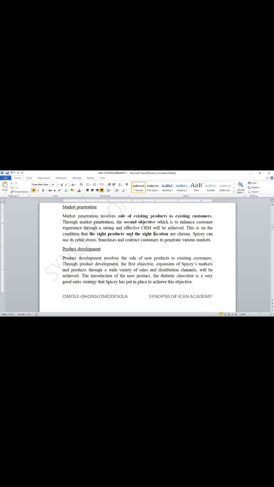Through market penetration, we can enhance customer experience. If you have effective customer relationships and you relate with customers very well, you will be able to penetrate much. Is it a customer that you did wrong? Have you ever bought some products or patronized some vendors and said, never again in my life, not even in my generation will I patronize this person again? So how will you penetrate through existing markets? It is if you have a good relationship with them, a strong customer relationship management. So that strong customer relationship management, through market penetration, will achieve that objective.